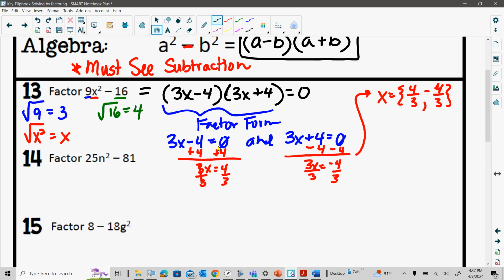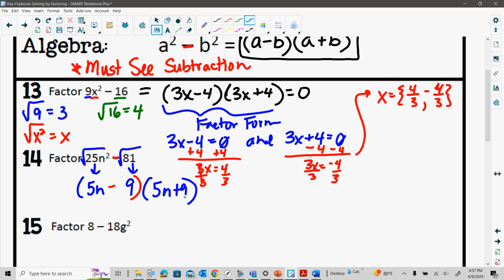So what I tend to do is first I always check, is there a subtraction? Yes. Then what I do is I say, can I take the square root of the first term? Yep. That would turn into 5n. Can I take the square root of the second term? Yep. That square root of 81 would be 9. So I have 5n minus 9, and then I would have 5n plus 9. That's my factors.